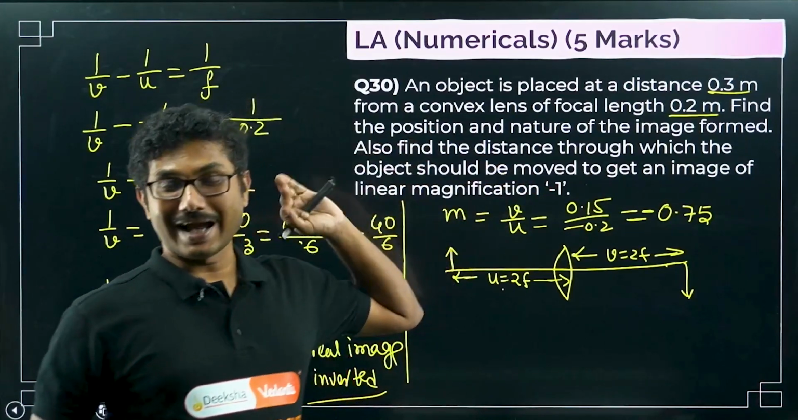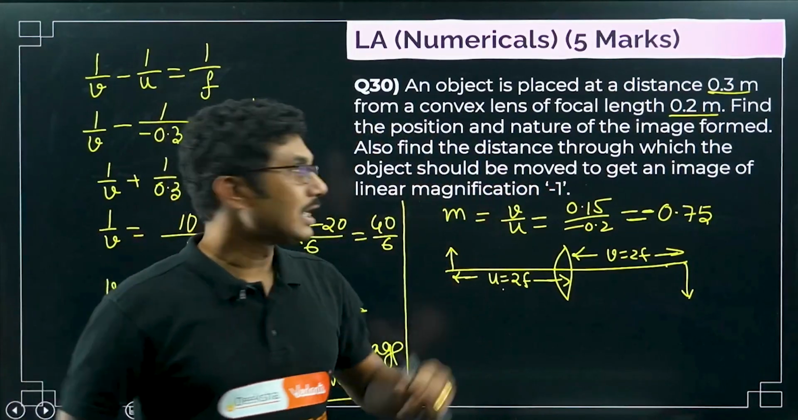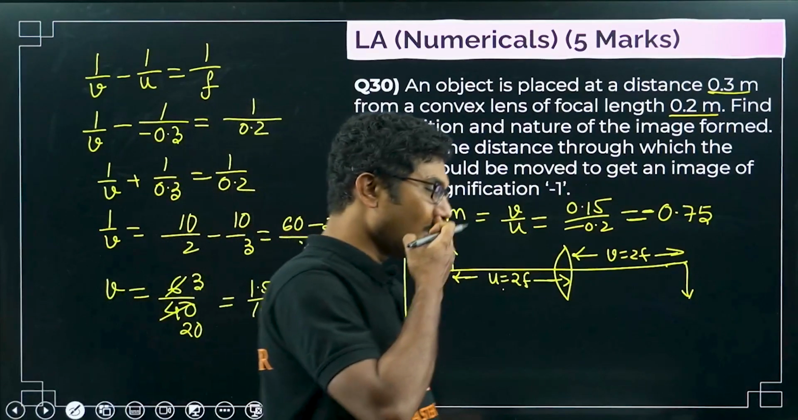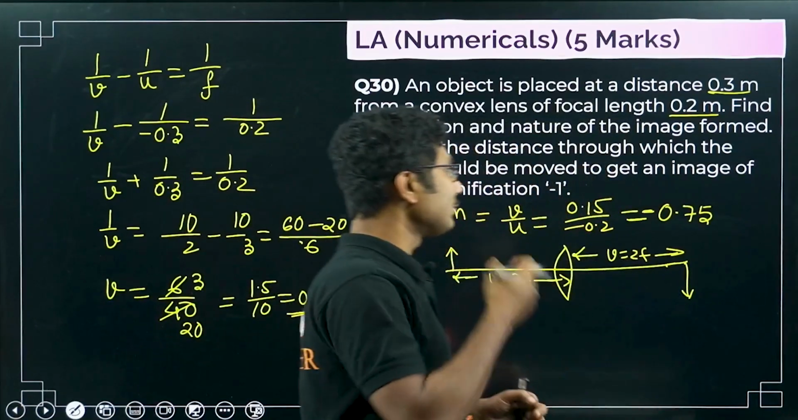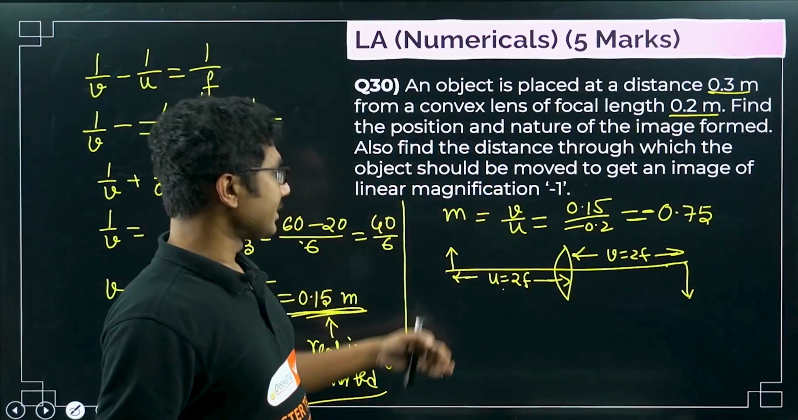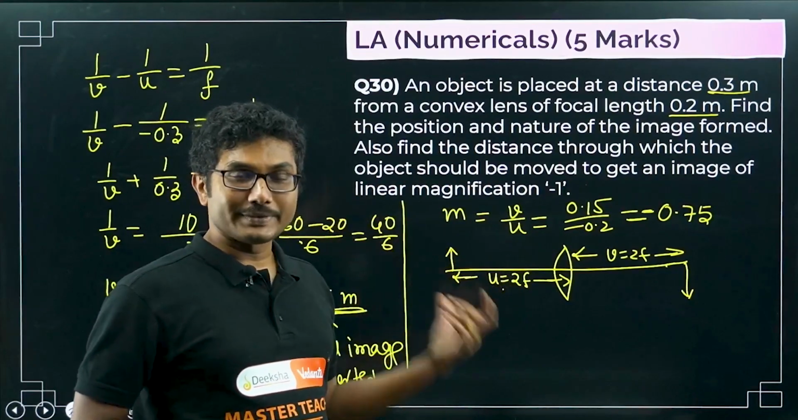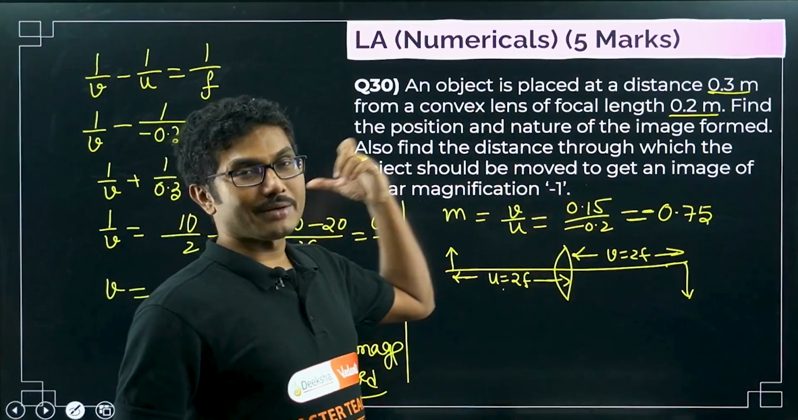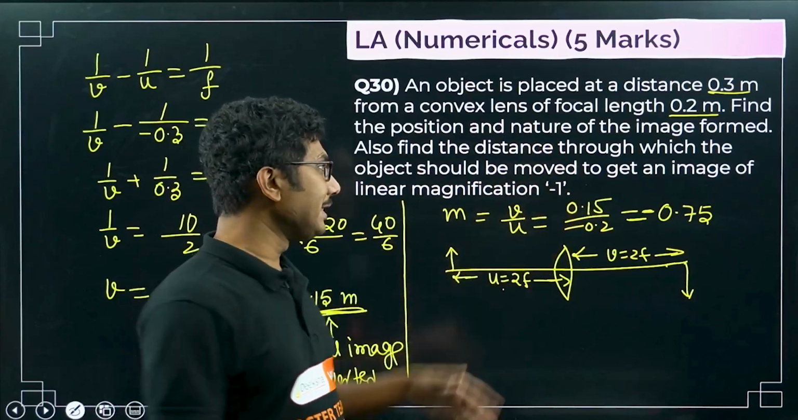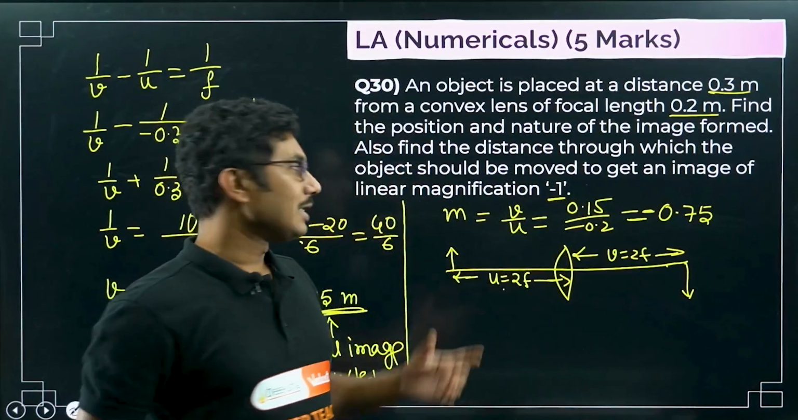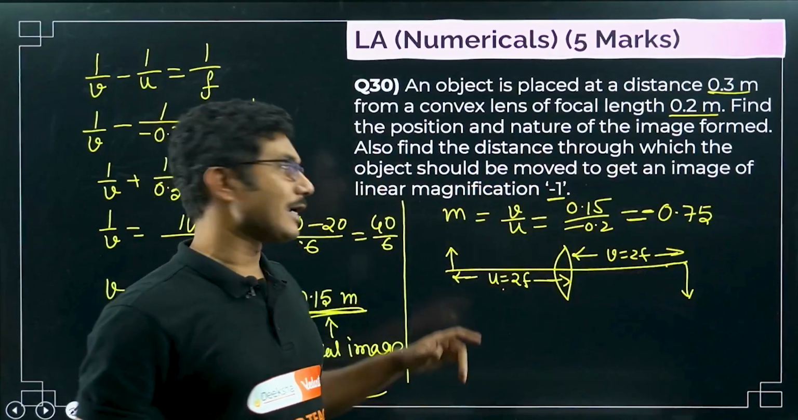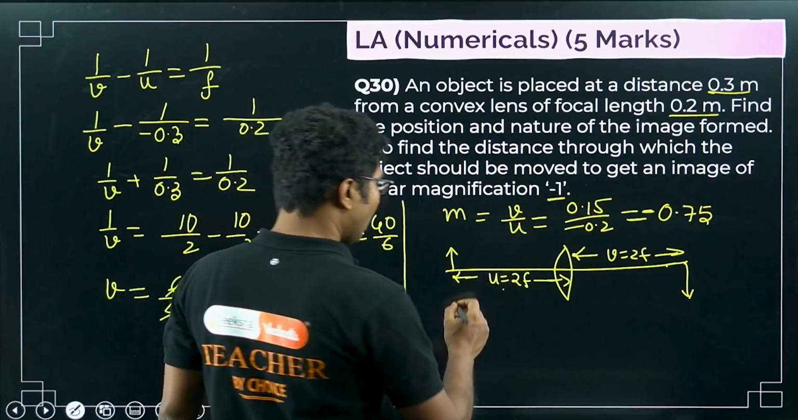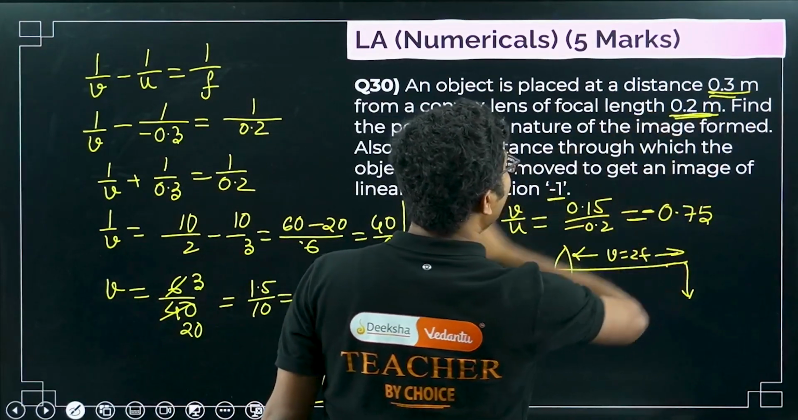This is just an analytical solution. You don't need to do any mathematics to solve the second part. What is analytics? Analytics means we know some cases and we will utilize that to solve this part. So first we know that u is equal to 2f. When the object distance becomes twice the focal length, the linear magnification becomes -1. -1 means the size of the image is exactly the same as that of the object, but it is inverted, that's why minus. So from the given data, the focal length is 0.2 meter.